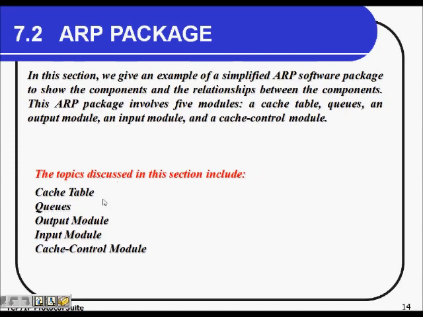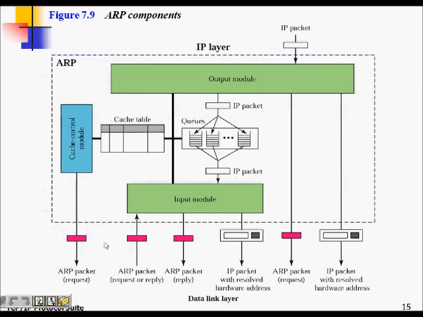There is a cache table, a table where the IP address and the particular MAC address are stored. This ARP package is a software package, so it also contains different queues for different MAC addresses to which packets are to be sent, and a cache control, how we update it, how we modify it, and so on. So this is there, let's try to see.